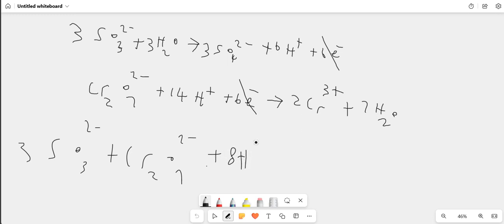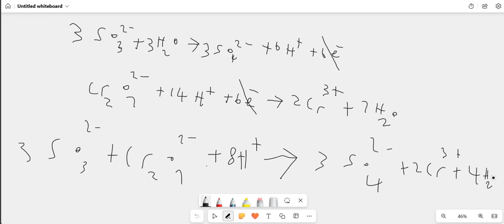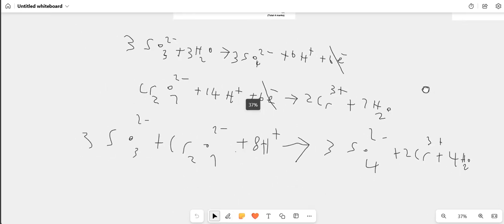Does that make sense? Whereas with water, I've got 3H2O to the left, and I've got 7H2O to the right. So the right is bigger, and 7H2O minus 3H2O would be 4H2O. So then I write 3SO4 2 minus plus 2Cr3 plus 4H2O. You get that? So that's how you do it.